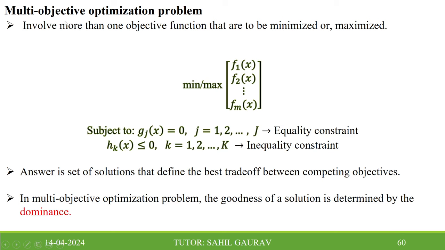Now coming to multi-objective optimization problems, it involves more than one objective function that are to be minimized or maximized, subject to equality or inequality constraints. And the answer for this multi-objective optimization problem is the best trade-off between the competing objectives. So in multi-objective optimization, the goodness of a solution is determined by dominance.